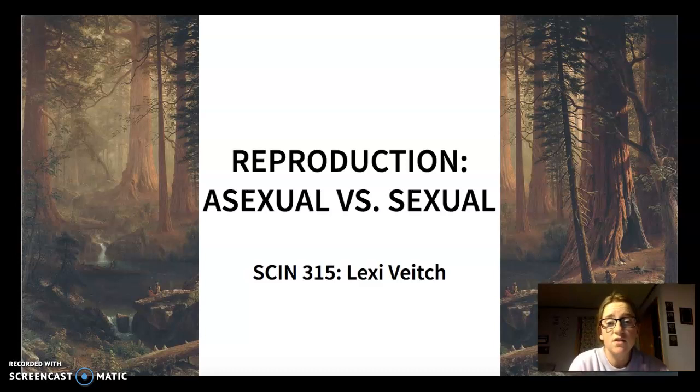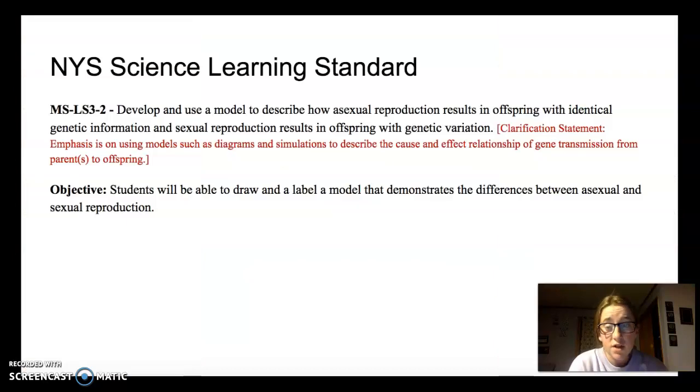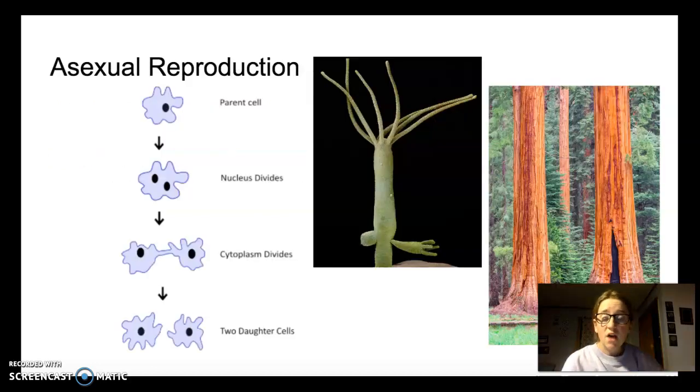Today we will discover the differences between asexual and sexual reproduction. According to the New York State Science Learning Standards, middle school students should be able to develop and use a model to describe how asexual reproduction results in offspring with identical genetic information and sexual reproduction results in offspring with genetic variation. Every living cell contains genetic material, also known as DNA.